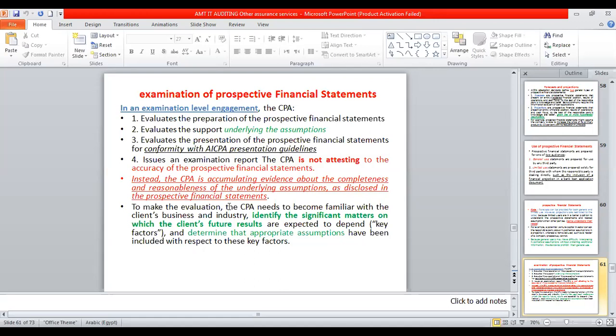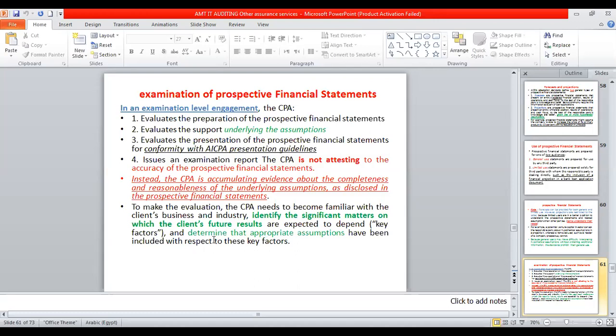Also, to make the evaluation, the CPA firm needs to become familiar with the client's business. We cannot examine financial statements, review financial statements, or audit financial information without understanding the client's business, client industry, client transactions, nature of business, and nature of transactions. Sure, here also with the examination of prospective financial statements, the auditor should understand and know the client's business and the client's industry.